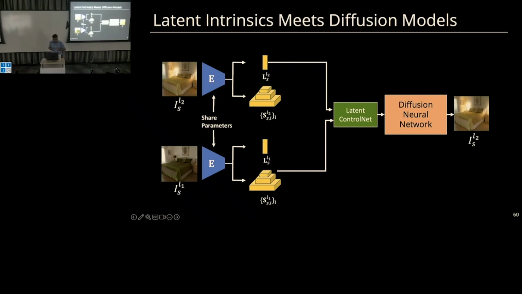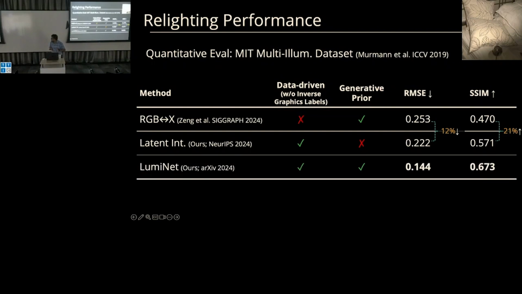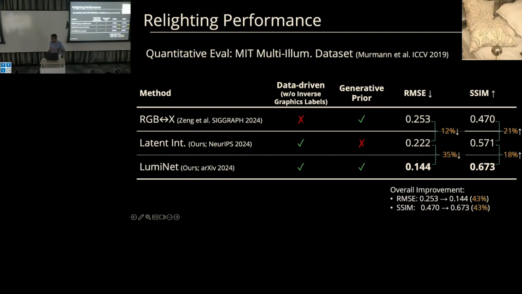And if we do that, again coming back to quantitative metrics, we find that we can significantly improve from our previous latent intrinsic work. For this relighting task, we are able to improve RMSE by 35%, and we are able to improve structural similarity by 18%. The overall improvement is about 43% on both these metrics compared to the previous state-of-the-art method.